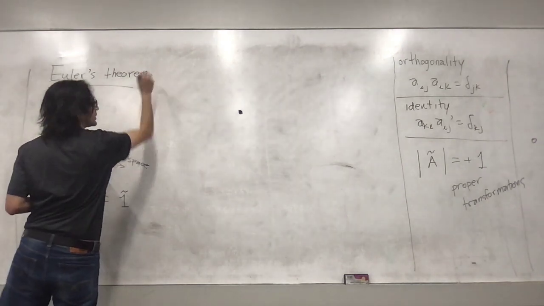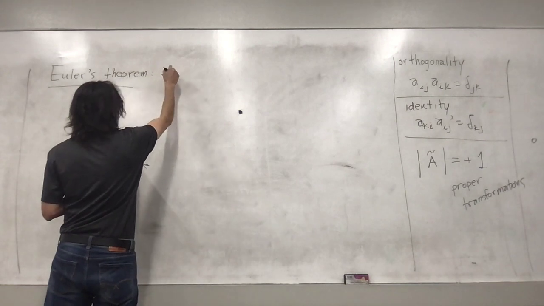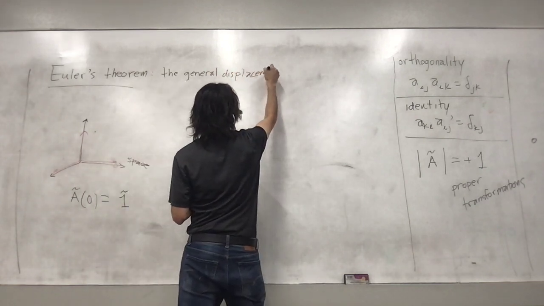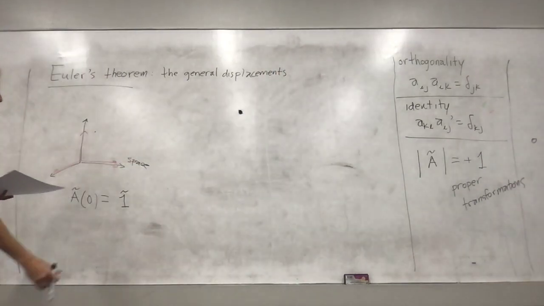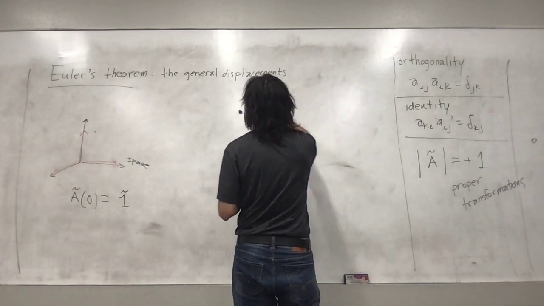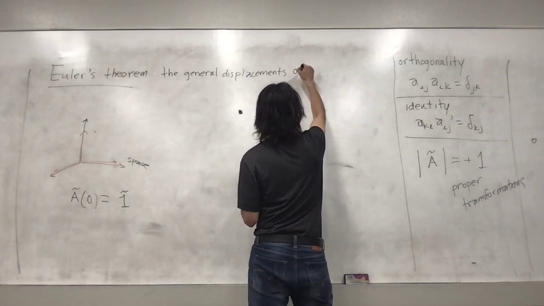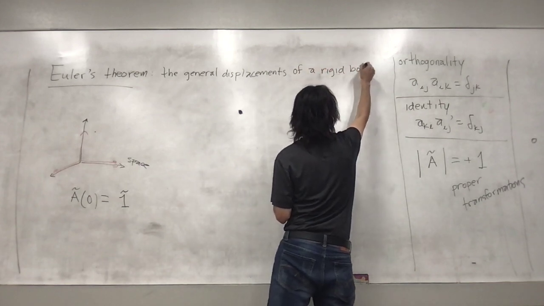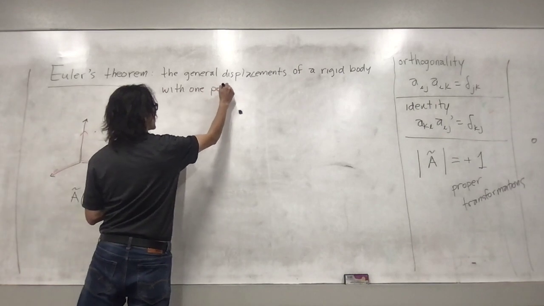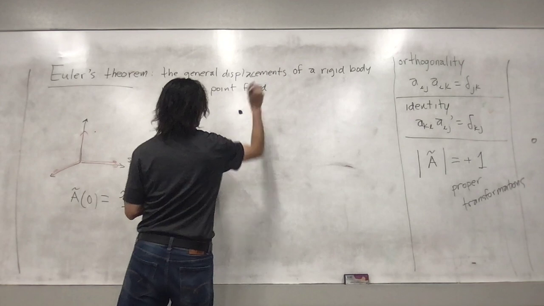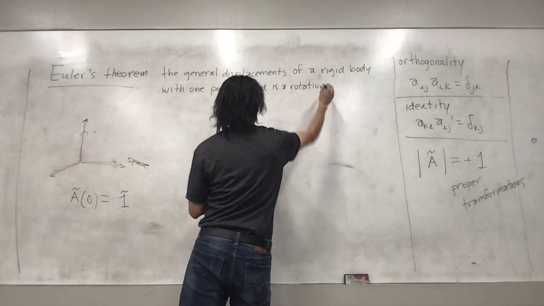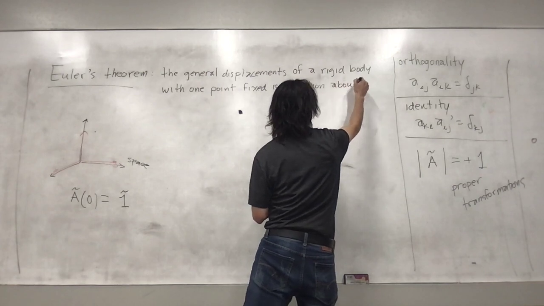And so the theorem says that the general displacements, a general displacement will include, if you're using Euler's angles, all three coordinates in general. So the general displacements of a rigid body with one point fixed is a rotation about some axis.